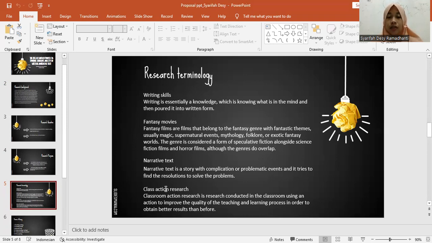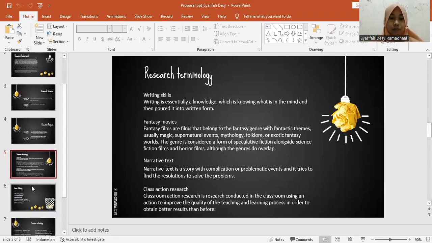In this research, I will use classroom action research. Classroom action research is research conducted in the classroom using an action to improve the quality of the teaching and learning process in order to obtain better results than before. So in this research, I will use classroom action research in SMA Negeri 10 Pontianak for the 10th grade students. Okay.